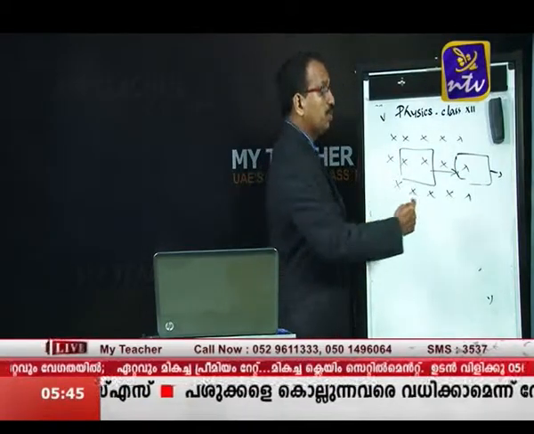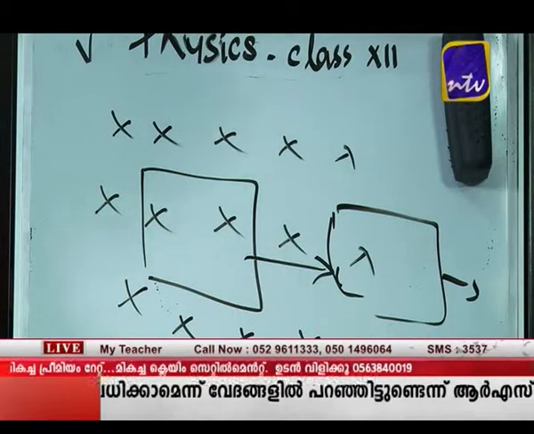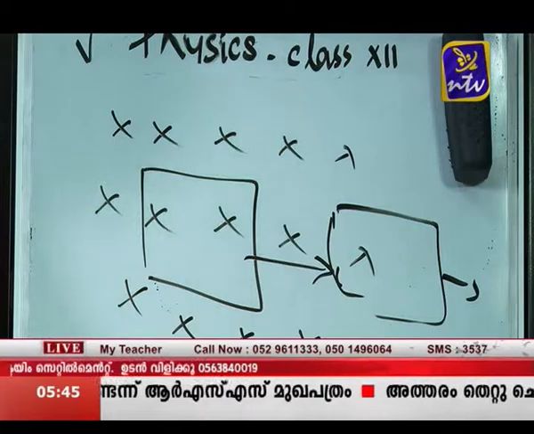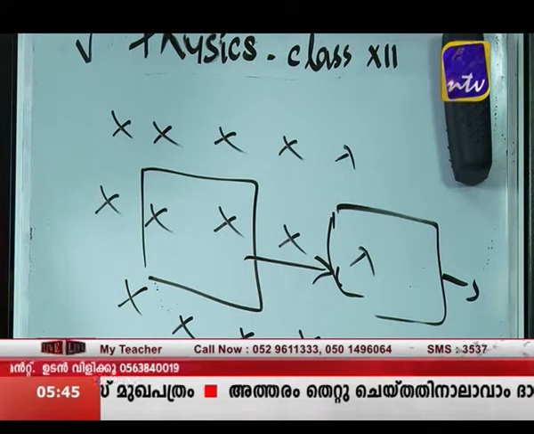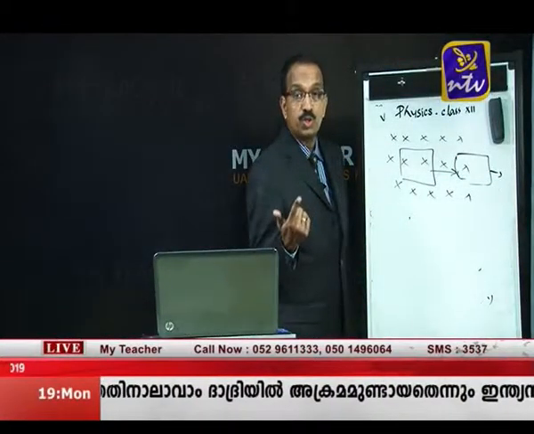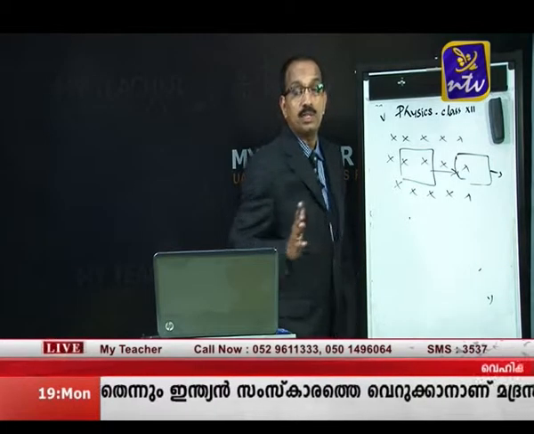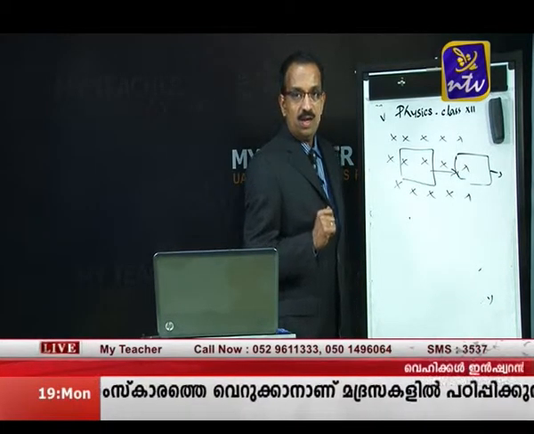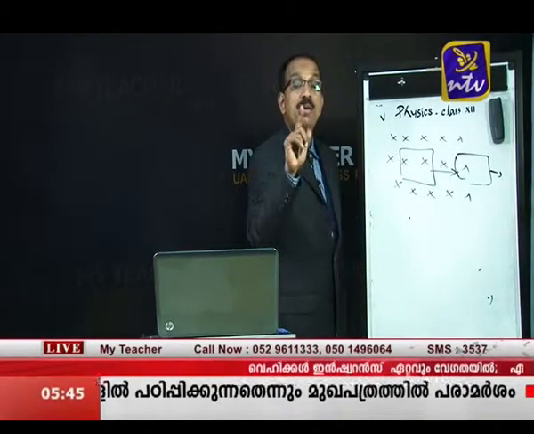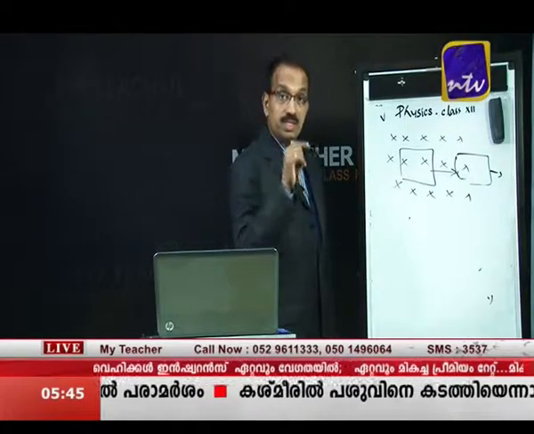Once again, when the loop is going out, there is a change in flux. The change is a decrease in flux. The decrease is to be opposed. For opposition of that, there should be a magnetic field in the same direction. The decrease is to be opposed, that means it should be helped. For helping, the induced current produced should be in the same direction as that of the applied magnetic field. Same direction, not opposite direction.